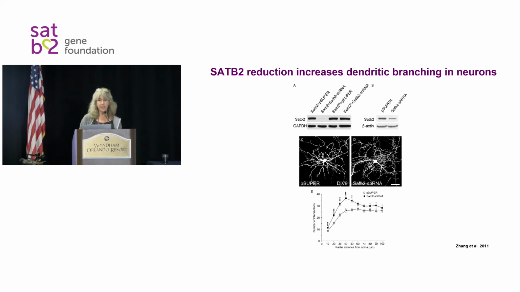And this is the type of thing that could potentially create problems with neurons communicating to each other, because they're going to be communicating through these extensions. So, and I don't have the data here, but this has also been seen in human neurons on a dish in which SATB2 is reduced.